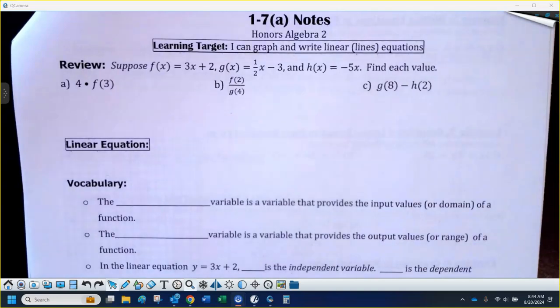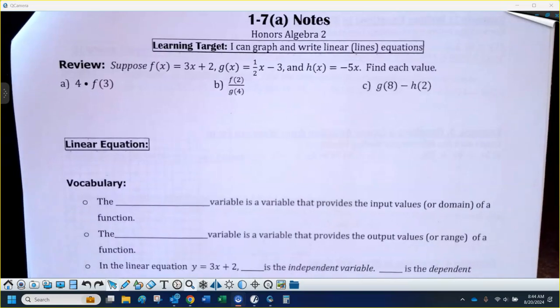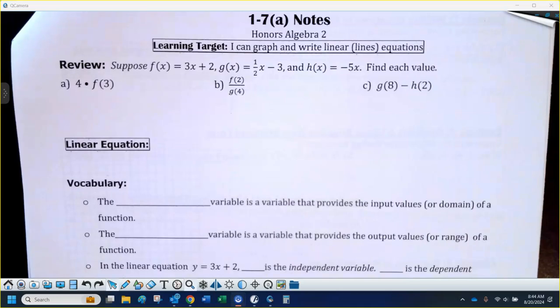You might want a calculator. Or maybe we should do these together. What do you guys think? What does this first one mean? I have 4 times, and then it says F with a 3 in parentheses. Does anybody know how to do this? You guys remember? What'd you do?